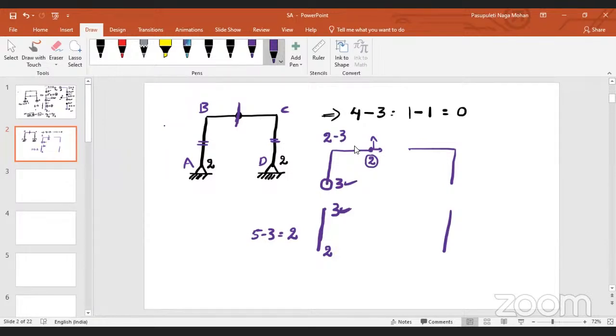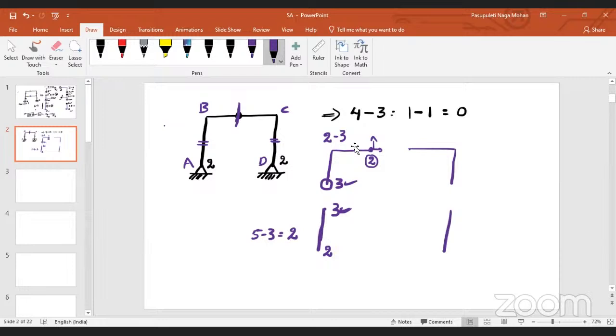Equilibrium equations will not change at all. It doesn't matter whether it is a hinge or not. The only thing you have to see is whether you are taking equilibrium of a point or equilibrium of some section. If it is the equilibrium at a point, we have already discussed.